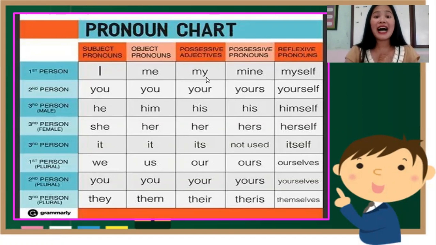Okay, again, look at this chart. The chart is divided into five types of pronouns: subject pronoun, object pronoun, possessive adjective, possessive pronouns, and reflexive pronouns. And also, it is divided into three groups of person: first person, second person, and third person. Since this chart is a little bit difficult, this time we're not going to take the lesson of all the five. We are going to have only the first one.